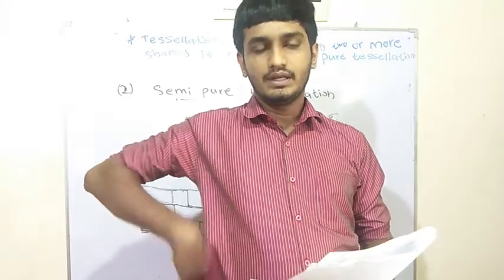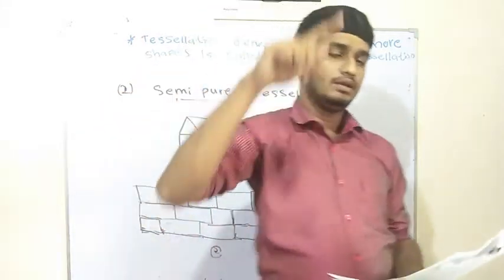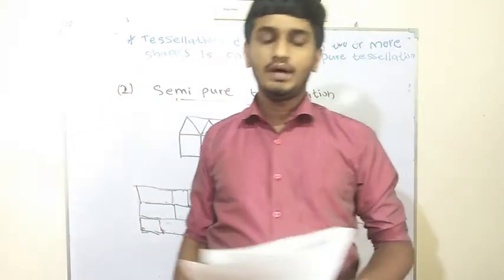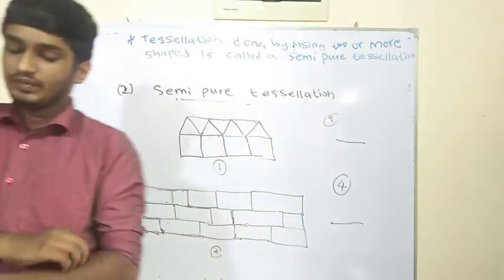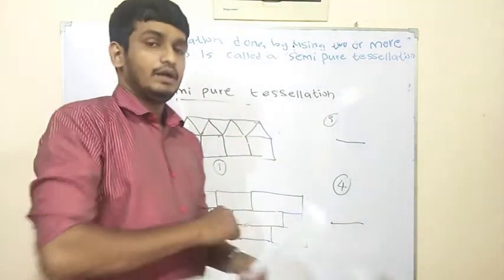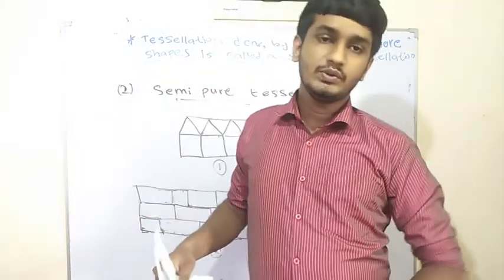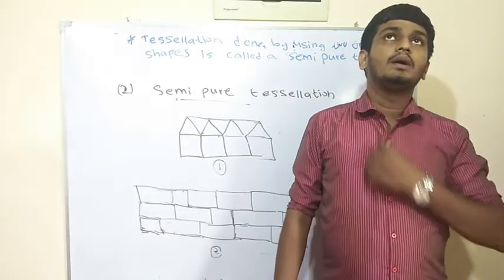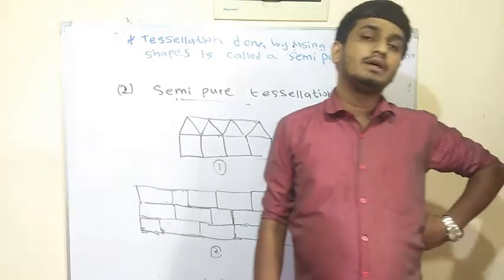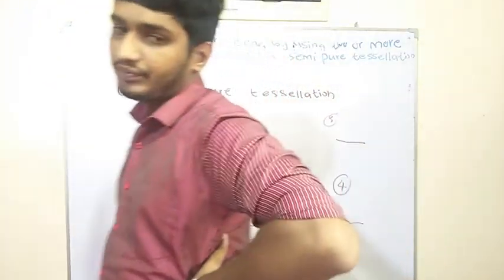Now part B. That same question, question number A, part B. The earlier part was part A. Now part B, row number 1. Draw a pure tessellation by using an equilateral triangle.